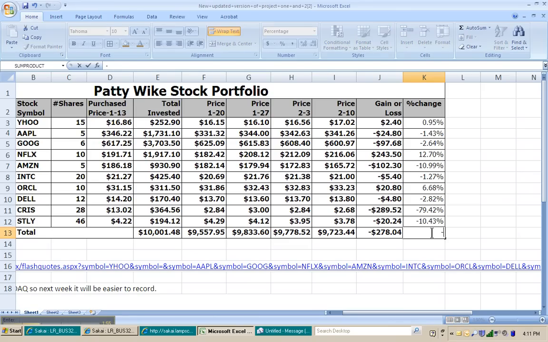Another way you could do that is equal the change over the original amount you invested. You can do it that way too. So there are many different ways, and I can look at it and tell that that is correct.